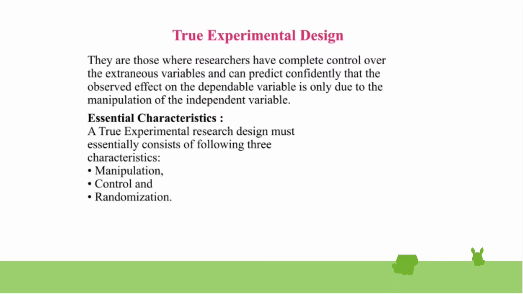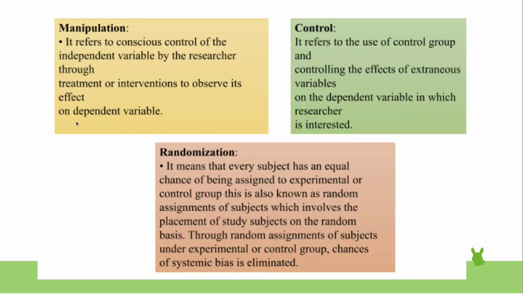The essential characteristics of true experimental design are: a true experimental research design must essentially consist of the following three characteristics. They are manipulation, control and randomization. What are these? First one is manipulation. It refers to conscious control of the independent variable by the researcher through treatment or interventions to observe its effect on the dependent variable. So the independent variable is music therapy.